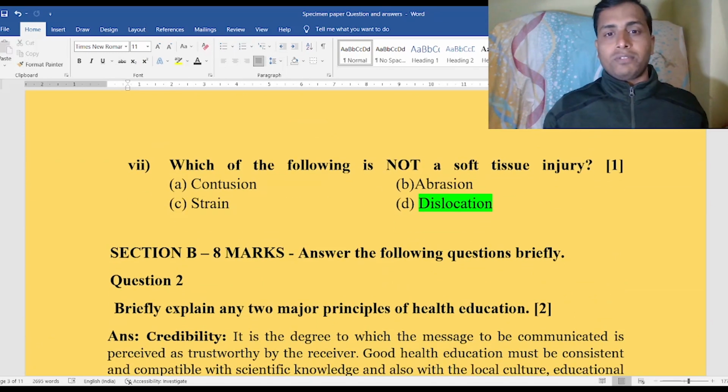Next question, which of the following is not a soft tissue injury? Contusion, abrasion, strain, dislocation. The answer is obviously dislocation.